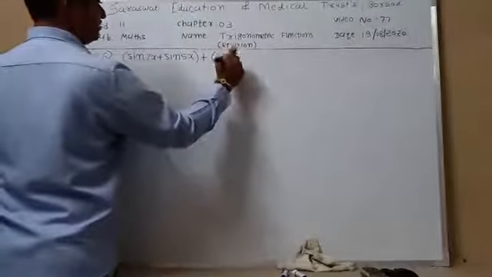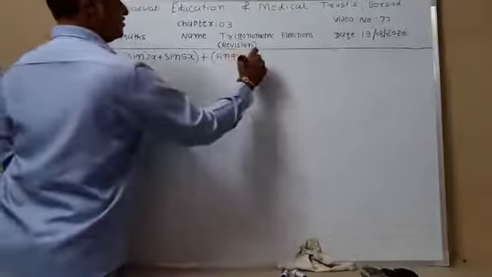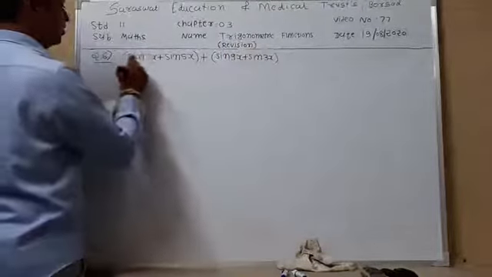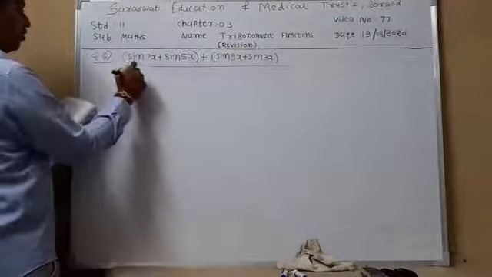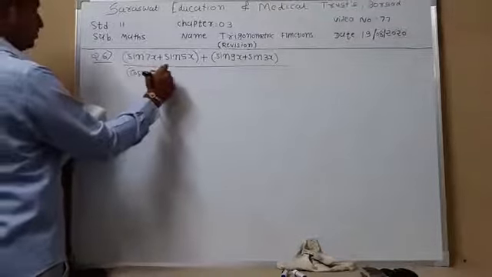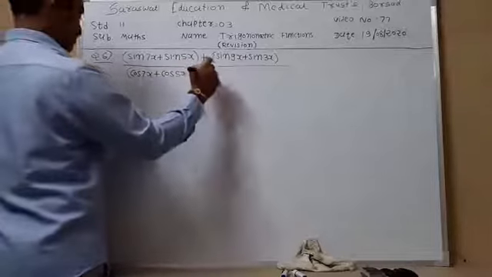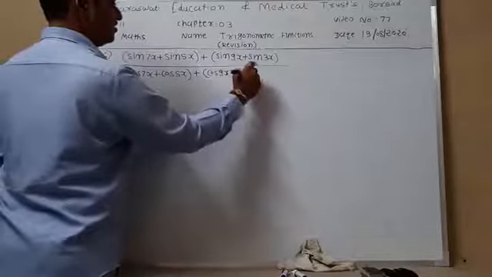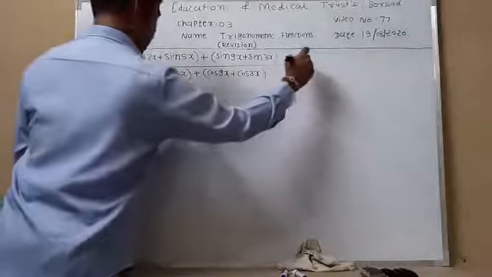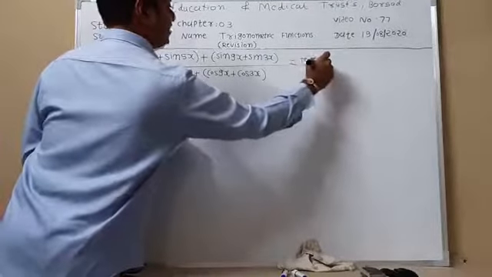Question number 6. In the bracket (sin 7x + sin 5x) over the bracket (sin 9x + sin 3x), upon, in the denominator, (cos 7x + cos 5x) plus, in another bracket, (cos 9x + cos 3x), is equal to. Prove that tan 6x.